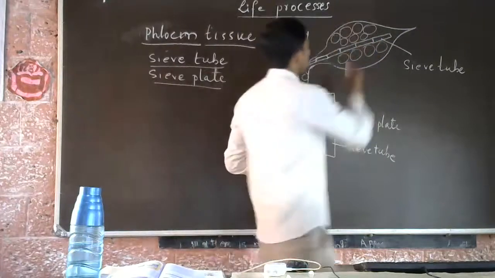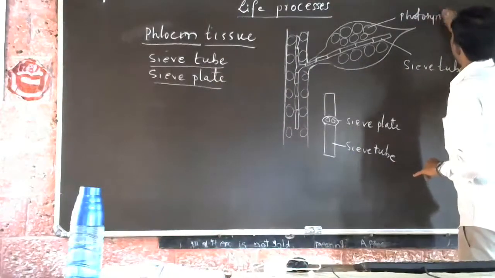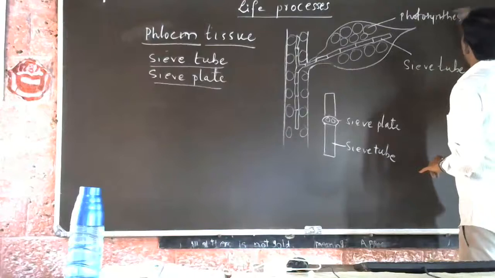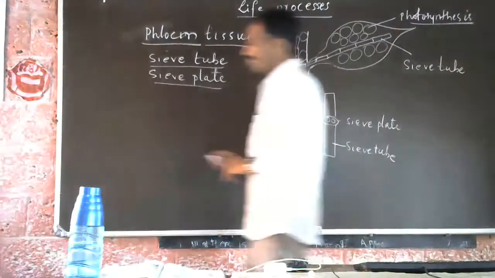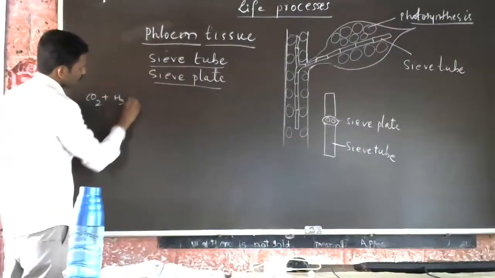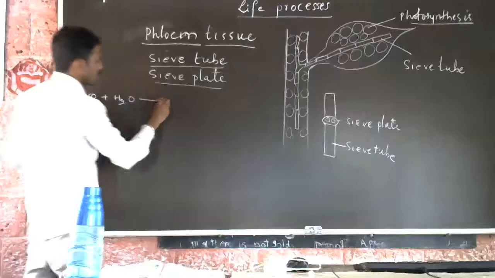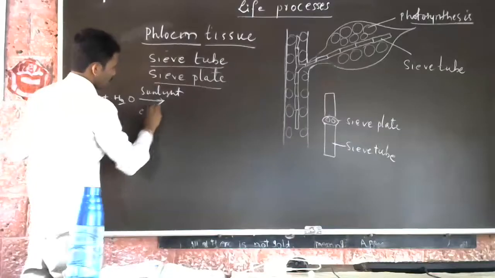As you know, photosynthesis is done. You know already what is photosynthesis. Carbon dioxide plus water reacts in the presence of sunlight and chlorophyll.